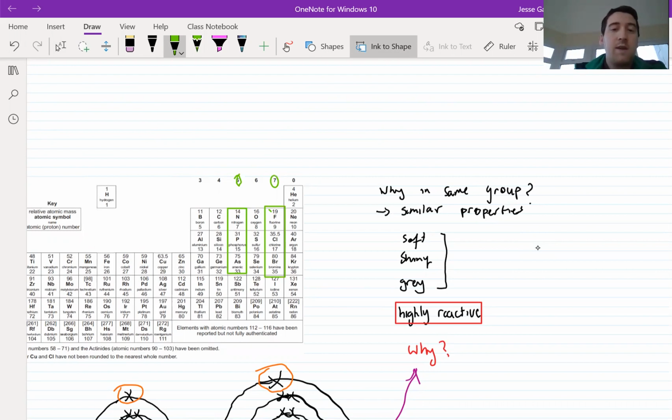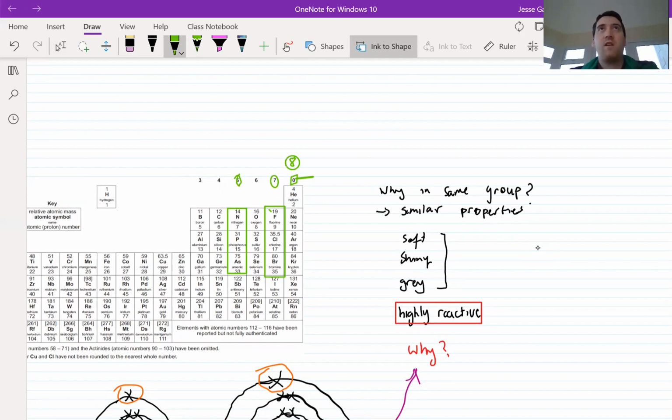Now, the one we have to be careful with is this one. This here is group 0, but it's also sometimes called group 8. And these all have 8 valence electrons. So just be careful. This one doesn't mean they have 0 valence electrons. Sometimes you'll see that written on some periodic tables as group 8, some as group 0.